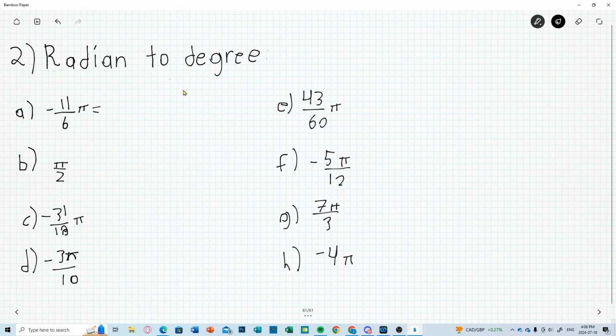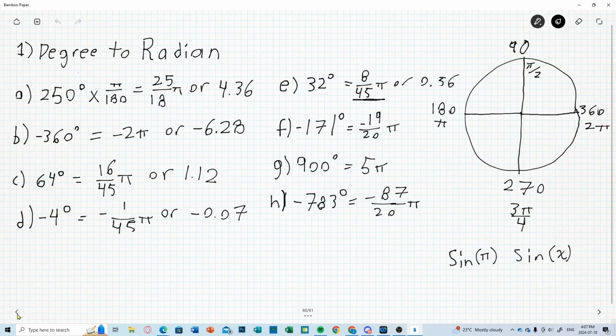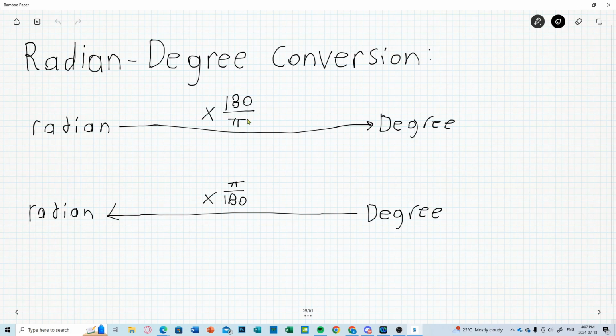Alright, now we have the other half, which is the radians to degrees. So if you want some time to look them over, go ahead now, and we'll come back in a second. Okay, I hope you had time to look it over a little bit, and we're going to try the questions now. So if you remember from before, what we need to do to go from radians to degrees is multiply it by 180 divided by pi.